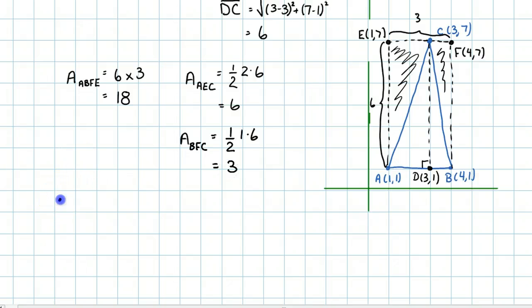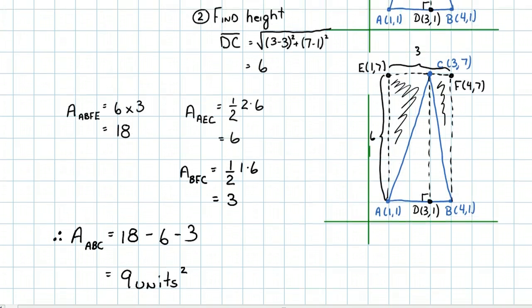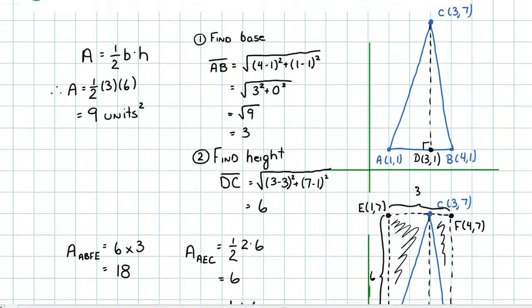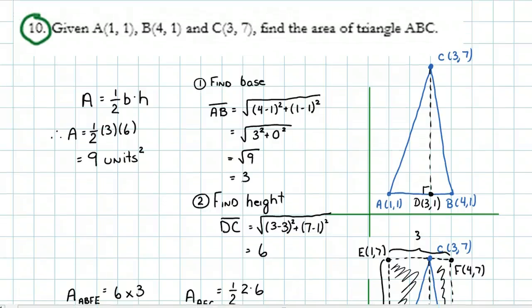So therefore, the area of triangle ABC is equal to 18 minus 6 minus 3, which is equal to 9 units squared. So see how I get the same thing? Like we've said a number of times, there's lots of different ways to approach a problem. Depending on the problem, different approaches are more efficient than other ones. Anyways, I hope this helped.